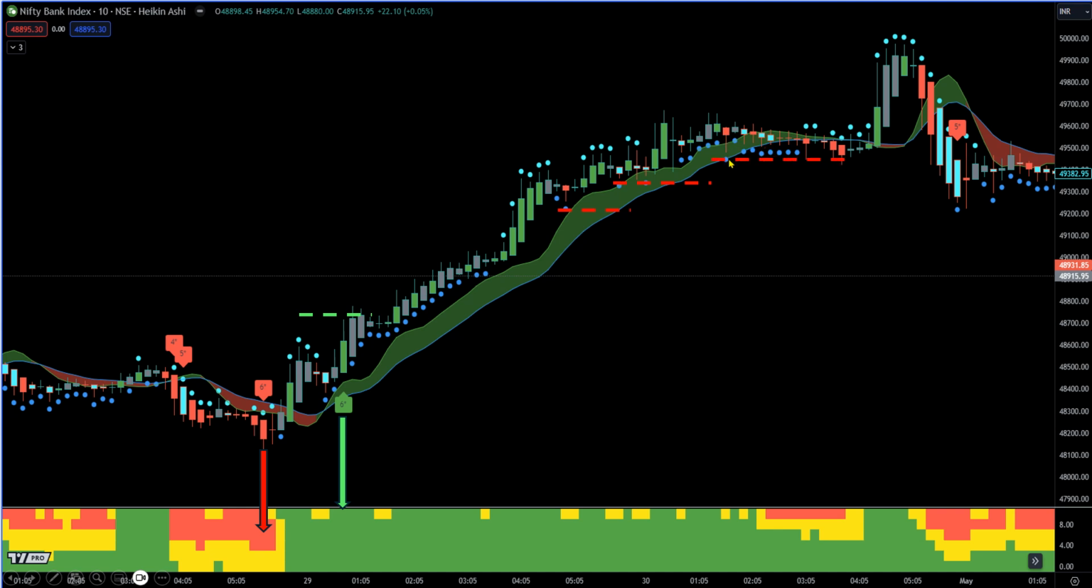Another pivot here, that hammer again here, but then eventually takes us out coming down here, but then the ribbon turns red as well. So great trade there on Bank Nifty.